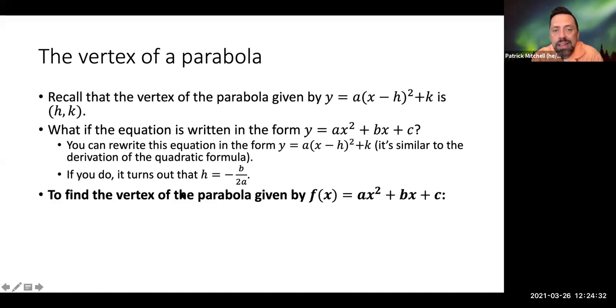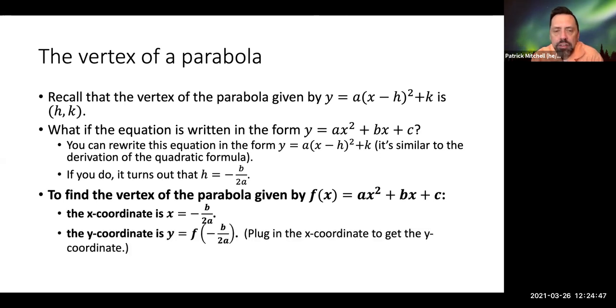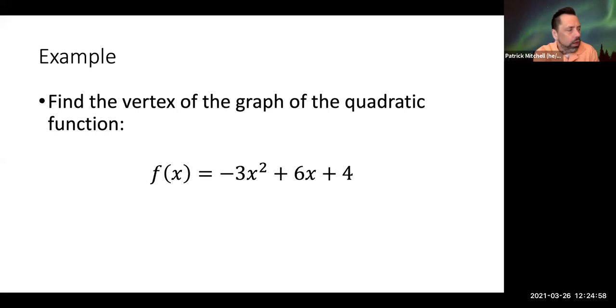All right, so to find the vertex of that parabola, first find the x-coordinate, which is negative b over 2a. Now, if I really wanted to, I could give you a formula for the y-coordinate. It is easier to just tell you to take your x-coordinate and plug it back into the function. That's the easiest way to do it. All right, so let's do an example. Finding the vertex of the graph of this quadratic function.